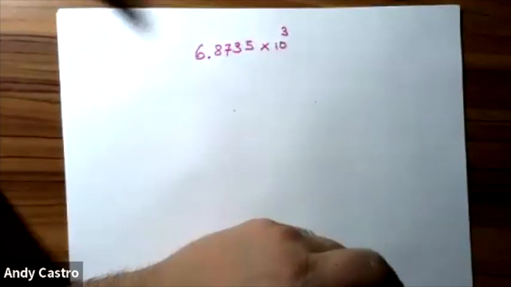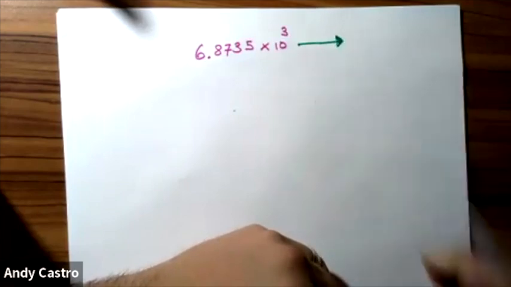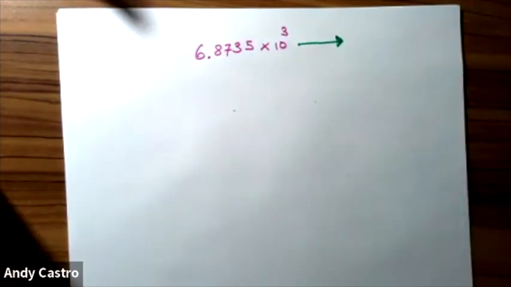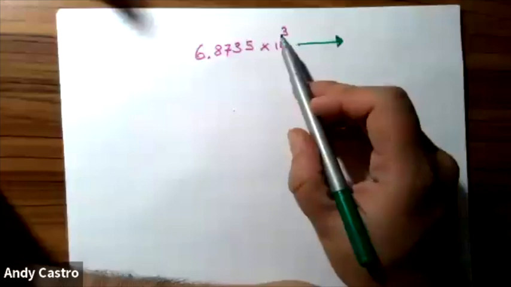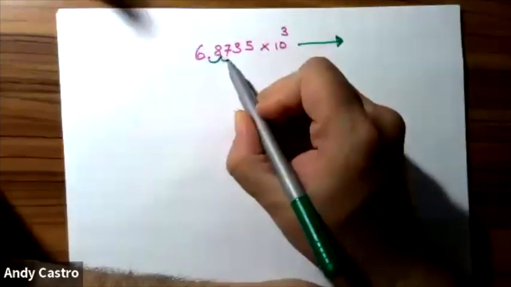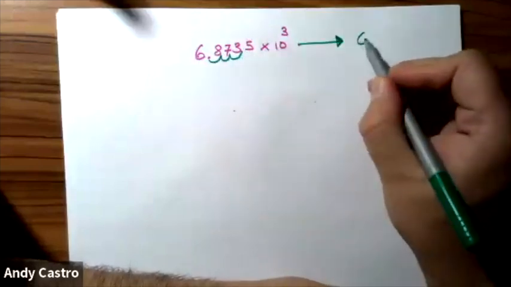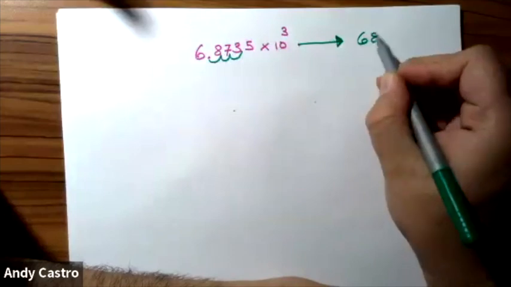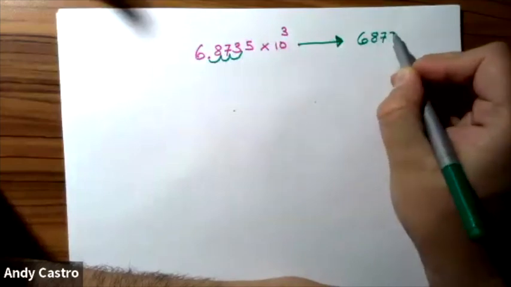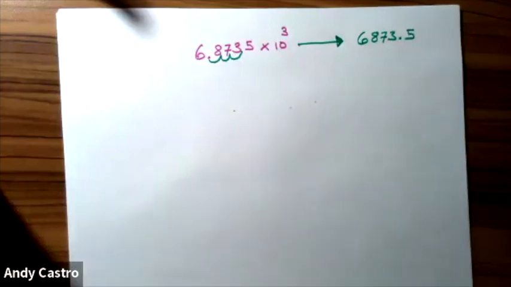6.8735 times 10 to the 3rd. Let's put that into a regular number, not scientific notation. How do I do that? Okay, well, this positive times 10 to the positive 3 means I take that and I move it to the right 3 spaces. 1, 2, 3. So I get 6,873.5.